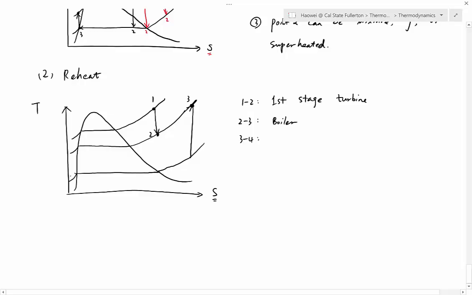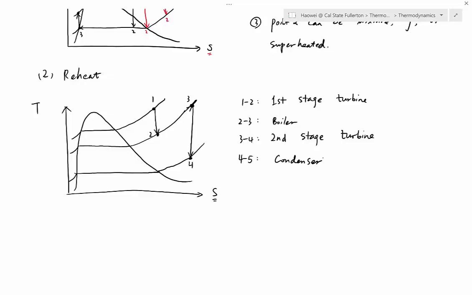Sketch another constant pressure line for number 4. This is number 4. 3 to 4 is the second stage turbine. So you go straight down just like before because it is an isentropic process. And then 4 to 5 will be the same as before. It's the condenser. How do we sketch 4 to 5? First of all, it is a constant pressure process. So 4 to 5 must be along this bottom constant pressure line. And then which direction? To the left or to the right? 4 to 5 is the condenser.